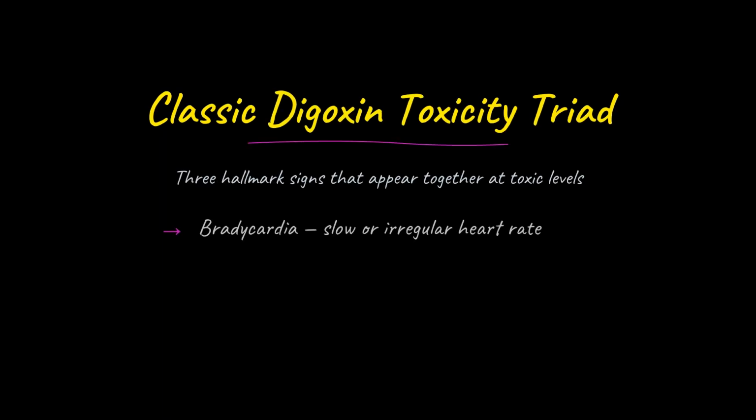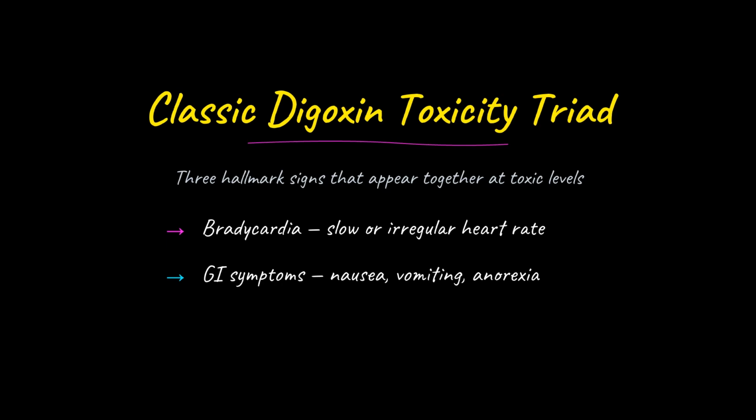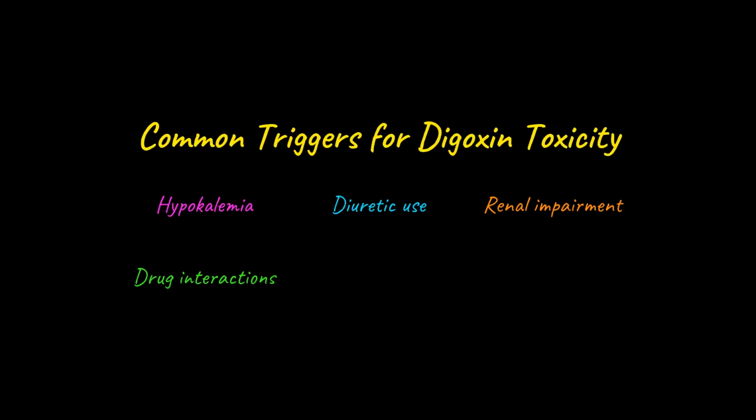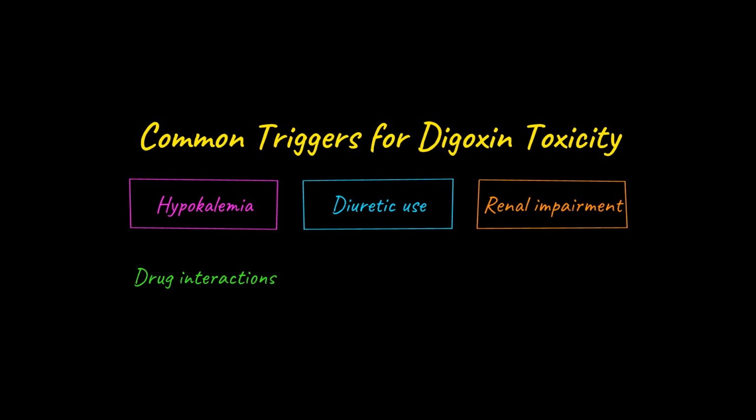The classic triad of digoxin toxicity includes bradycardia, gastrointestinal symptoms like nausea and anorexia, and visual disturbances, most characteristically yellow-green halos around lights. When all three appear together in a patient on digoxin, toxicity must be assumed immediately. Toxicity is commonly triggered by hypokalemia from diuretics, renal impairment that slows drug clearance, or drug interactions that raise digoxin levels. These factors can tip a stable patient into toxicity without a dose change.